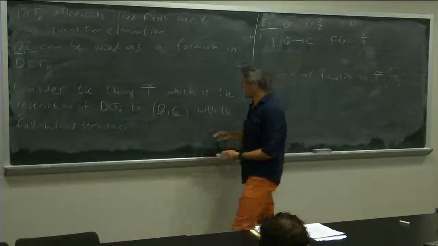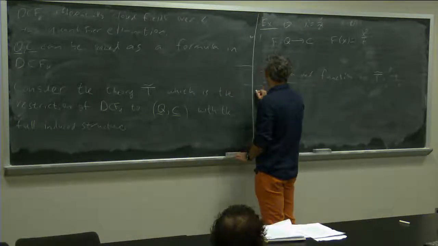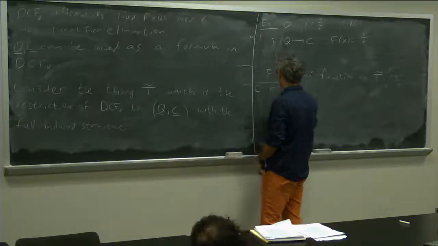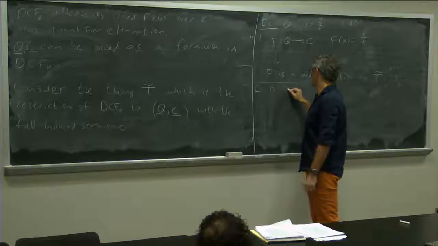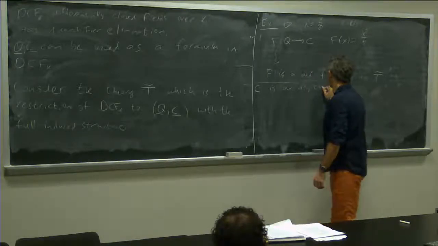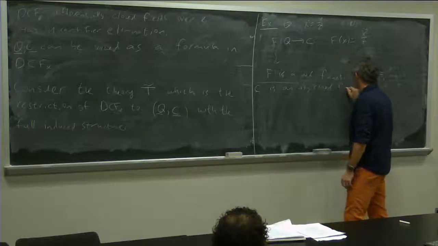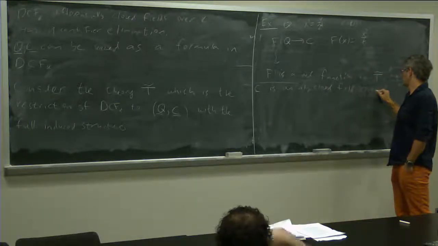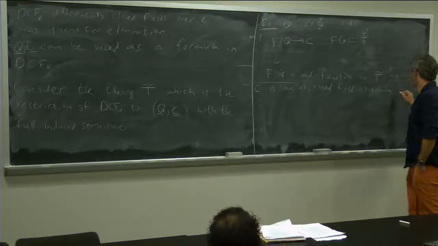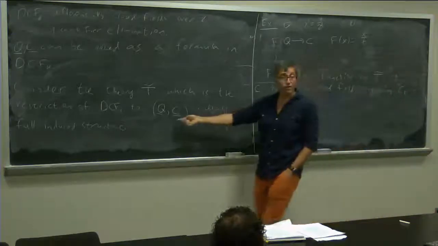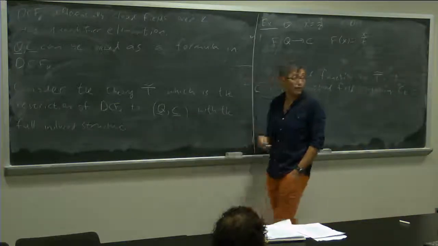Okay, now by the way here, as I said, T will say that C is an algebraically closed field containing CK. So I will have constants for elements of CK here.